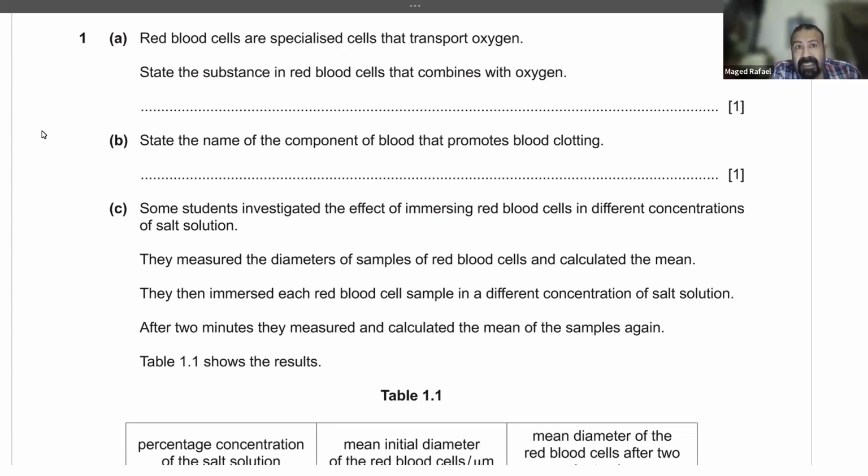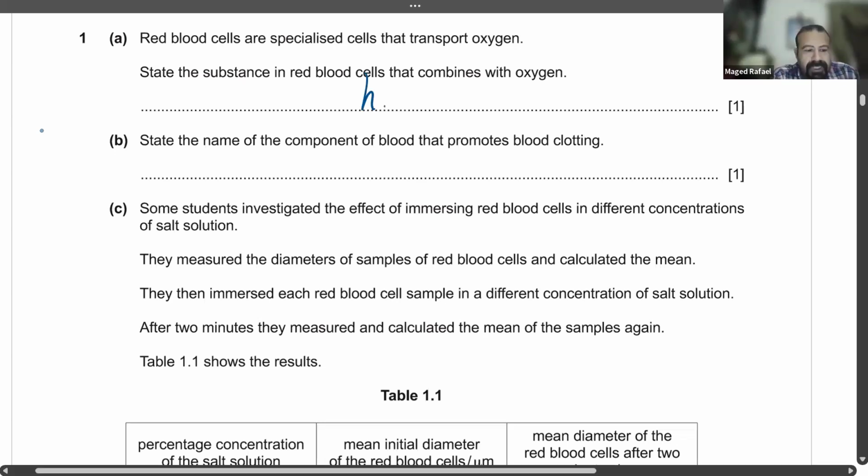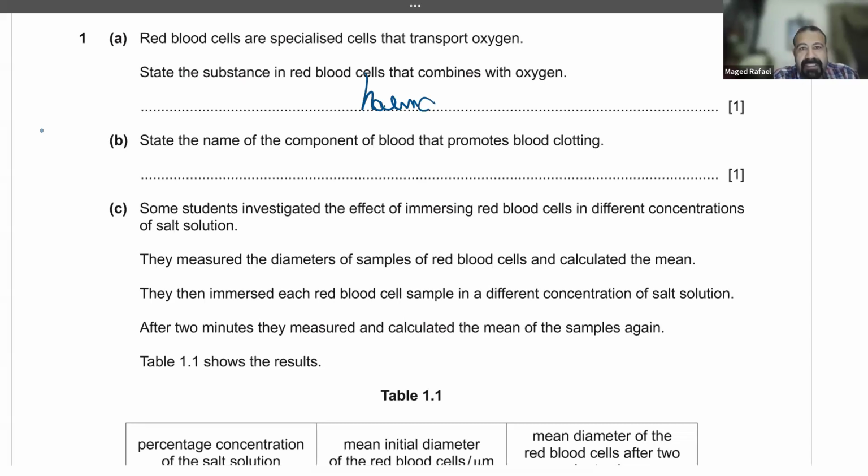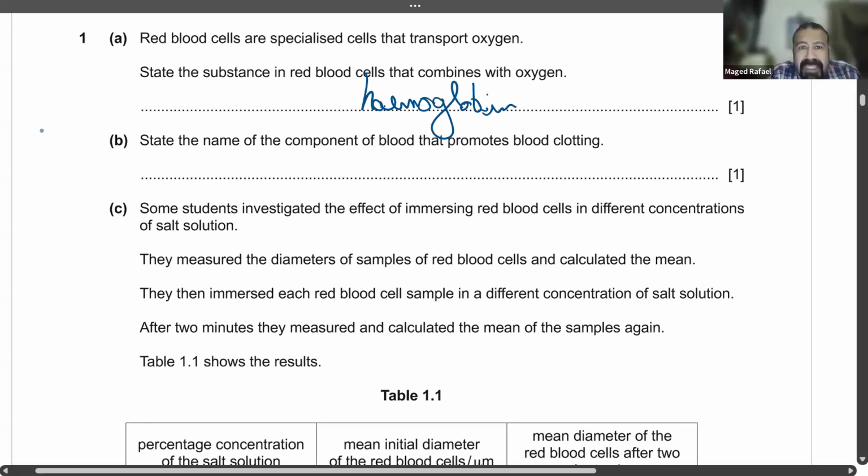Red blood cells are specialized cells that transport oxygen. State the substance in red blood cells that combines with hemoglobin. This is from the second topic we learned about hemoglobin, which is the chemical substance needed to transport oxygen. And you just need to write hemoglobin.